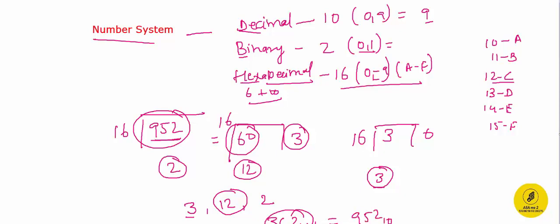That is the hexadecimal conversion of base 16 for the number 952 in base 10. Base 10 means it's a decimal number system. Base 16 means it's a hexadecimal number system.